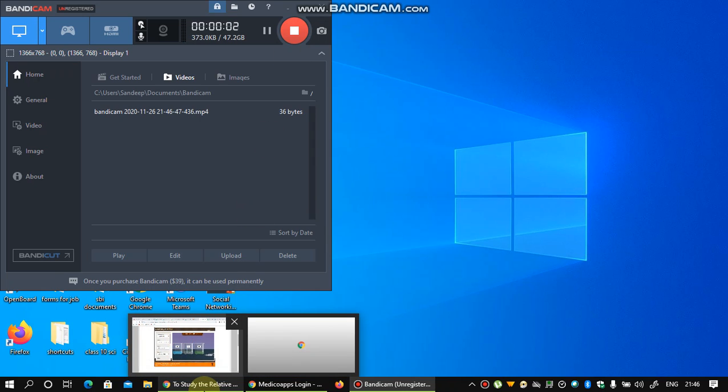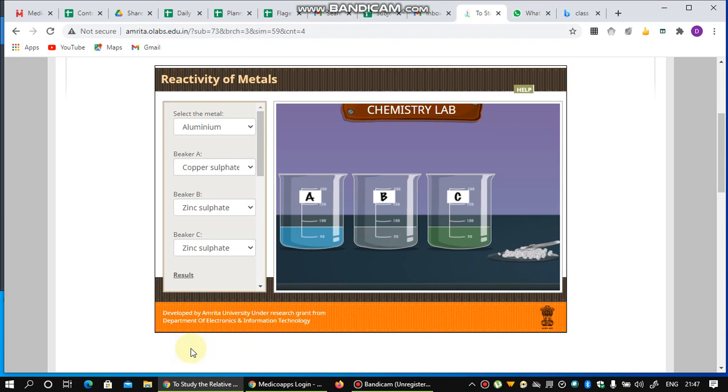Hello students. Today we are going to perform practical number 4, that is to observe the action of zinc, iron, copper and aluminum metals on the following salt solutions, that is zinc sulfate, ferrous sulfate, copper sulfate, aluminum sulfate. And in the second part of the practical, we are going to arrange the zinc, iron, copper, and aluminum metals in decreasing order of their reactivity based on the above results. So let's start with the practical.